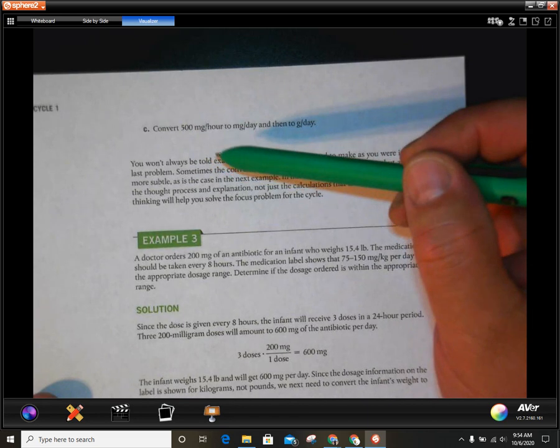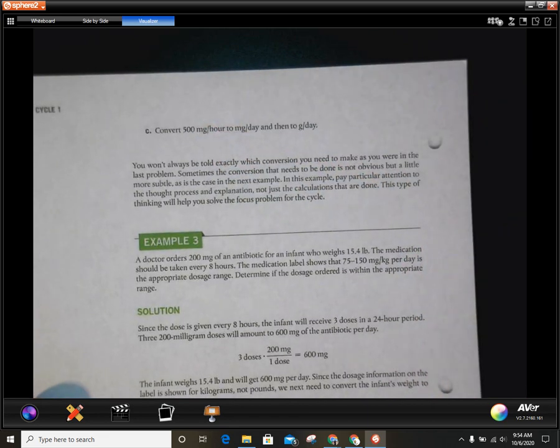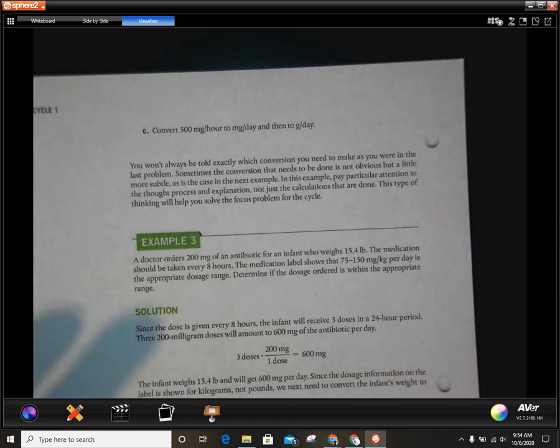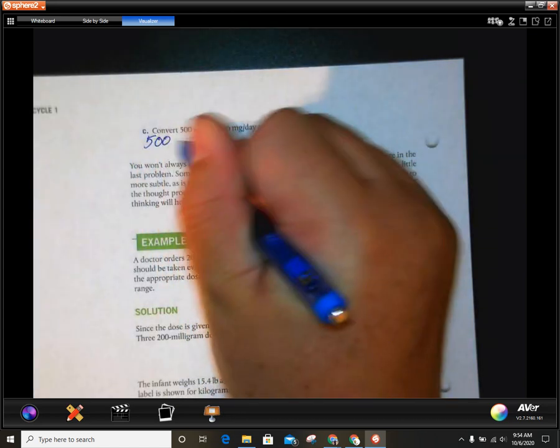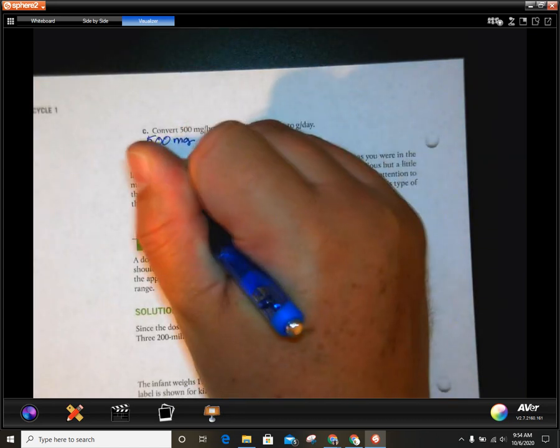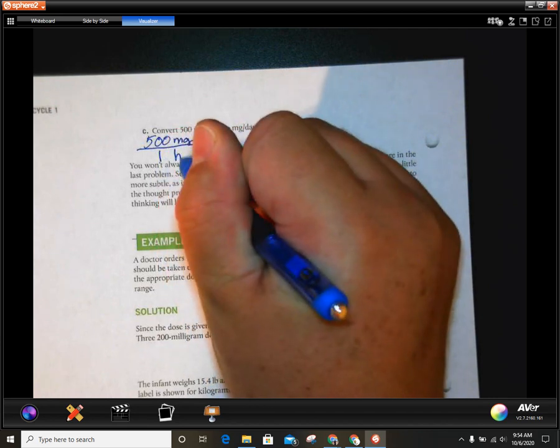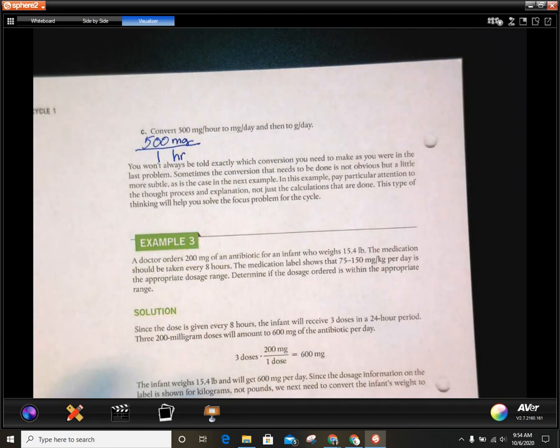Okay, next page. C, we want to convert 5 milligrams an hour. So this time we've got a unit in the denominator. We have 5 milligrams in 1 hour. So they're giving us a label on the bottom.